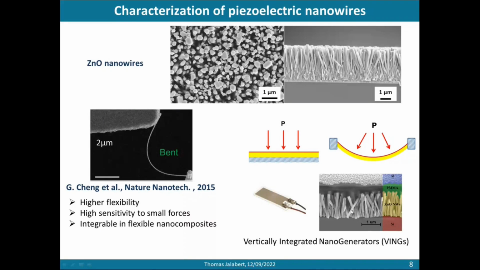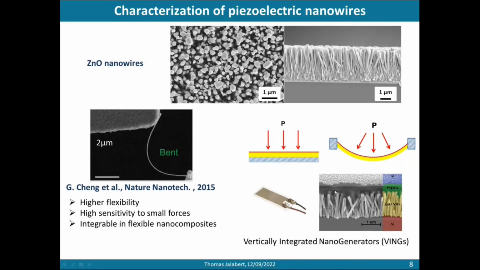So here is an example of vertically aligned nanowires embedded in between two electrodes. And at the microscopic scale, this looks like this. And it's possible to bend them or to apply a pressure on them in order to generate some electrical currents. It is what we call vertically integrated nanogenerators. If you are interested in the physics of these samples, I invite you to follow the presentation of Gustavo Ardila this afternoon, who will focus on these nanogenerators.